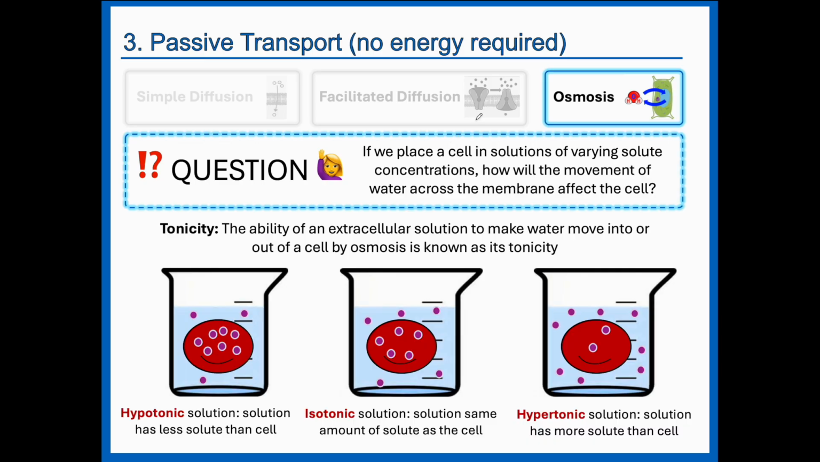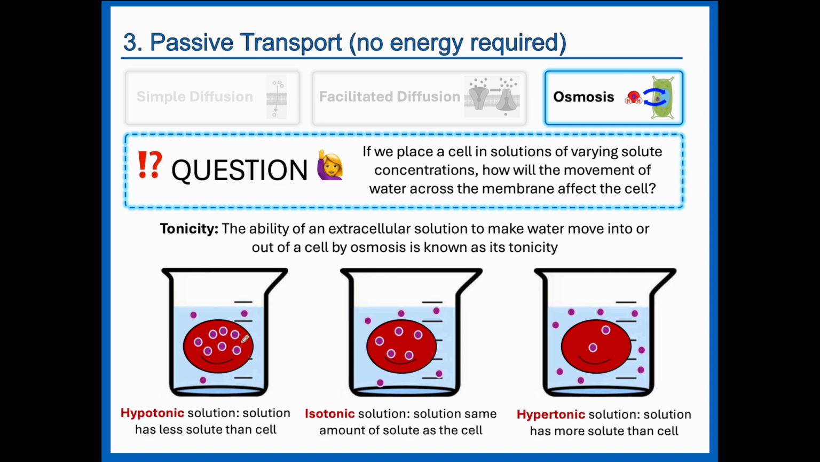Now, why is this important to us, right? If we place a cell in solutions of varying solute concentrations, how will the movement of water across the membrane affect the cell? This is called tonicity, right? The ability of an extracellular solution to make water move into or out of a cell by osmosis is known as tonicity. Whoa, what does this mean?